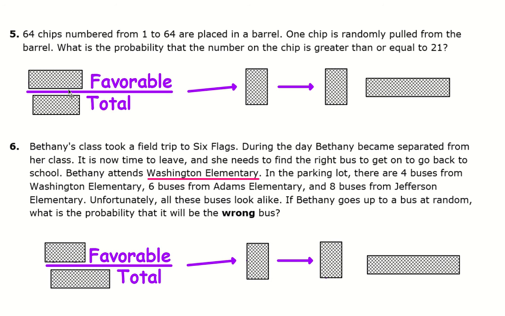I think you have to be careful about how many. You might want to actually count: 21, 22, 23, 24, 25, 26. See? What you actually end up doing is subtracting 20. I hope you understand why this is technically the math and not 64 minus 21. So it looks like there are 44 favorable chips out of 64.